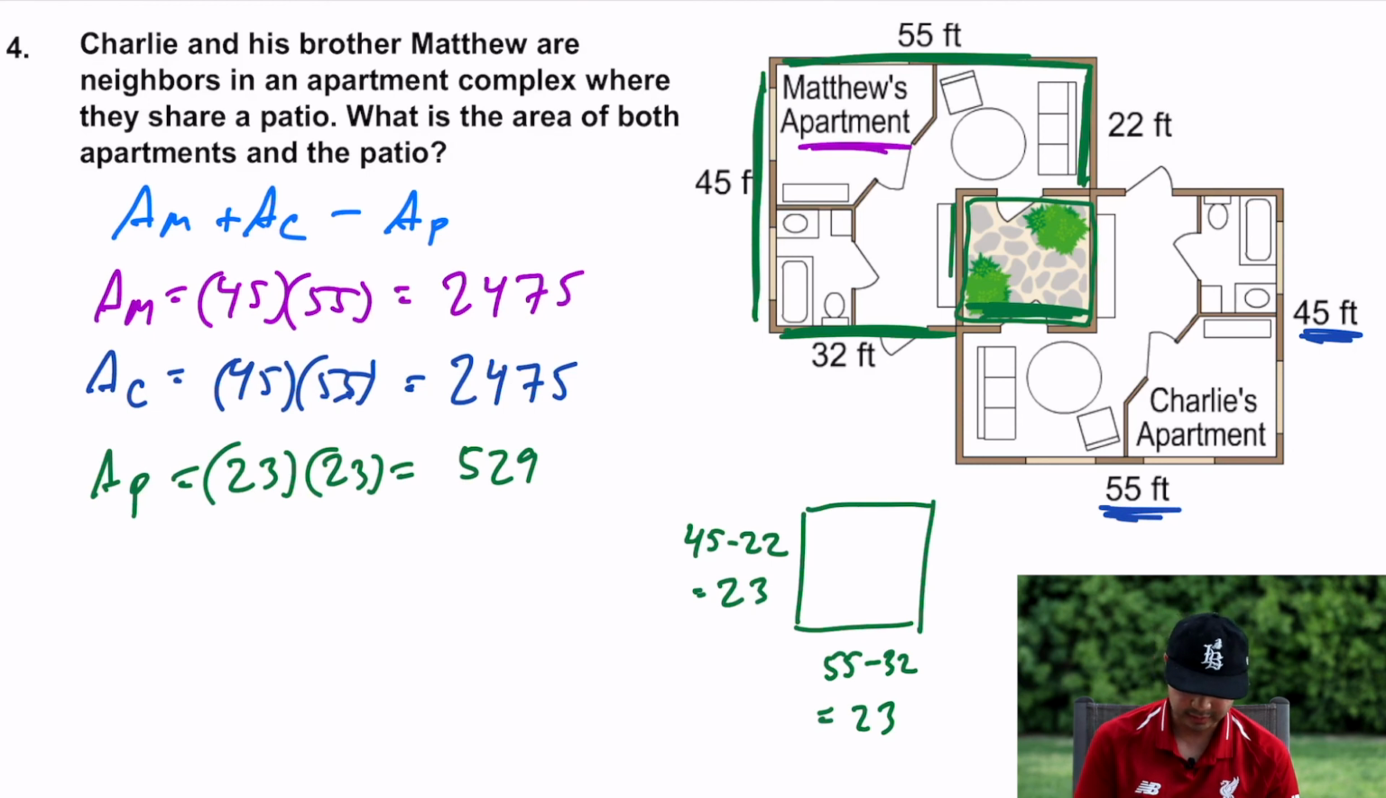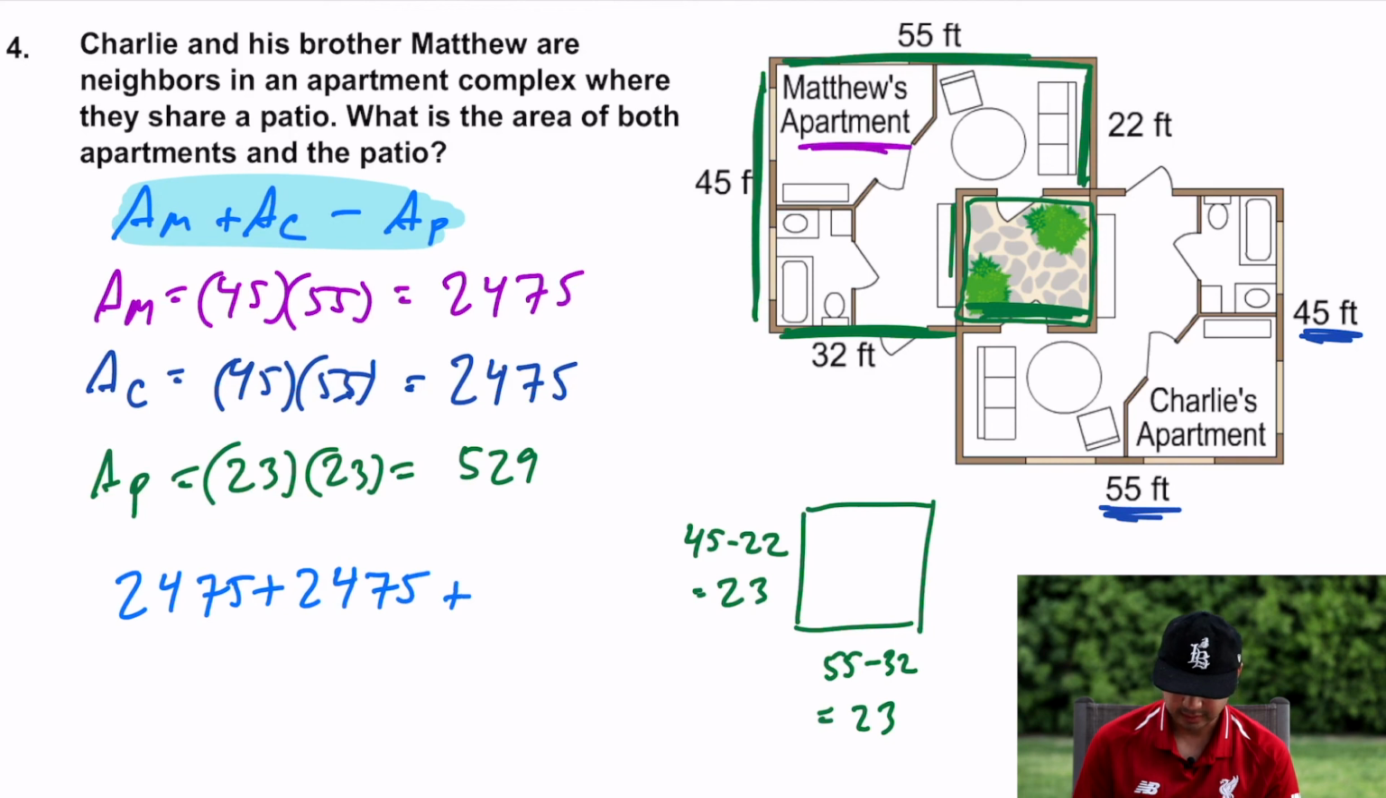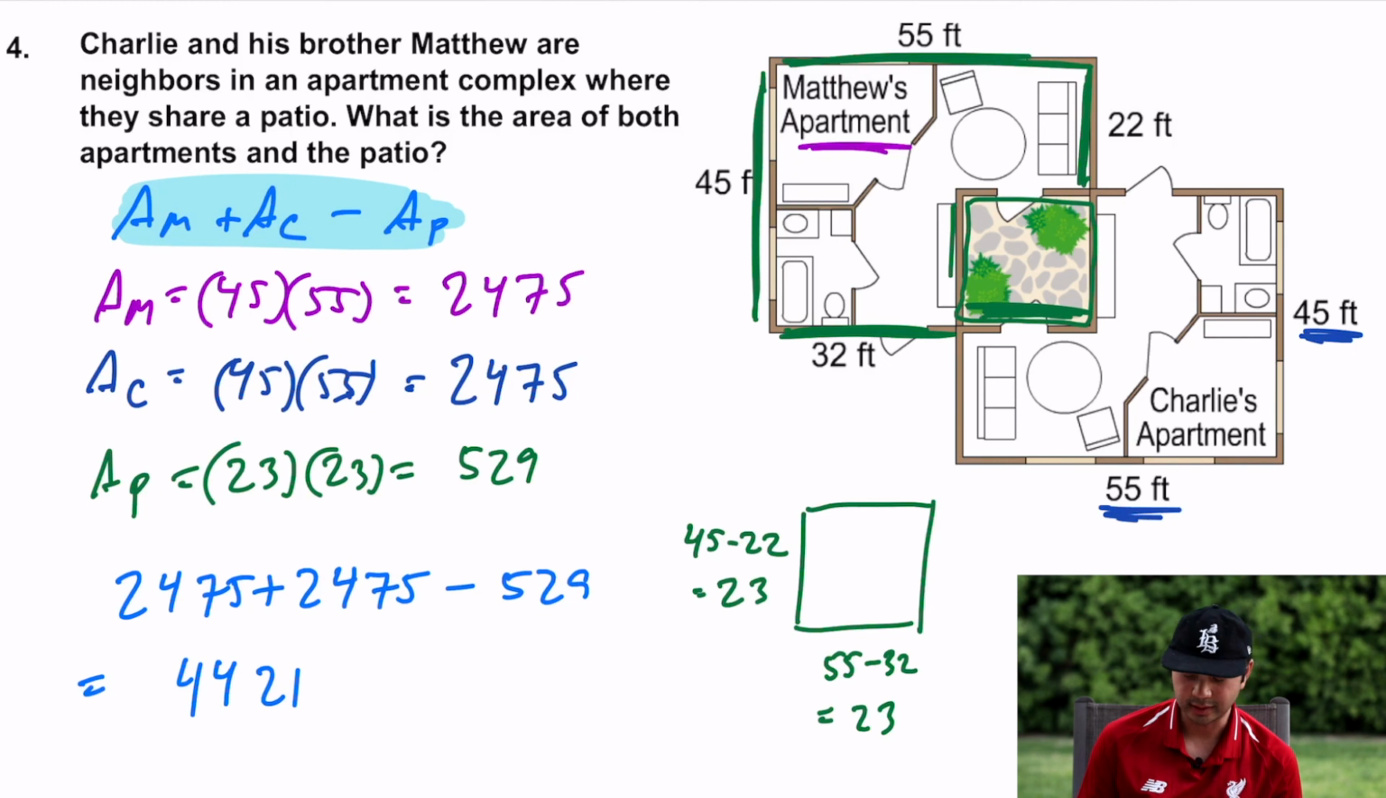So now let's follow our formula at the very beginning. We're going to add these up. So it's going to be 2,475 plus 2,475. And then we're going to subtract out one of the patios, minus 529. Okay, so if you do that, you have 4,421. And then now we can put the units in square feet. Okay, so hopefully that helped.